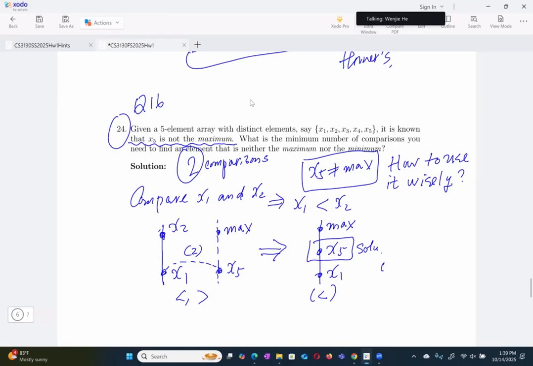That's the first case. Second case, x1 greater than x5. In this case, we use the other part, x1, x5. This is the greater than case. This case is x1 the solution, right? In the middle, not the maximum, not the minimum. So we solve it.